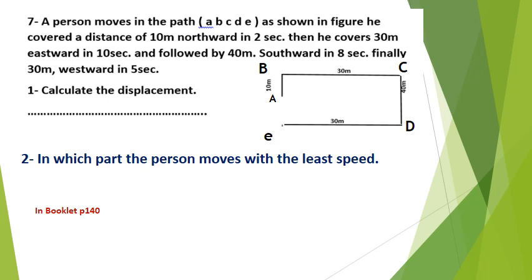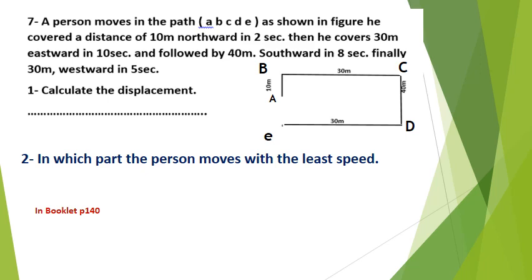In number 7, he tells you that a person moves in a path A, B, C, D, E as shown in the figure. He covered a distance of 10 meters northward, so please pay attention. We can determine the distance here from A to B. This distance is about 10 meters, and he covered this distance in 2 seconds.